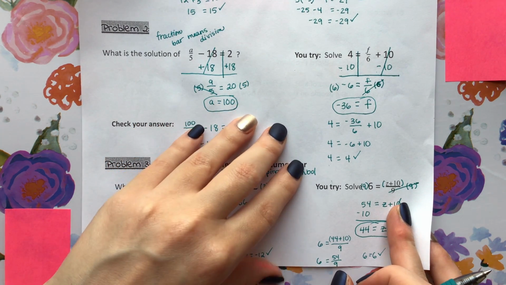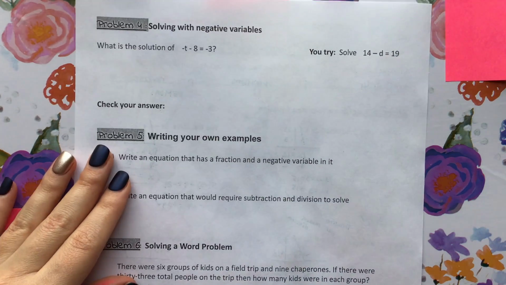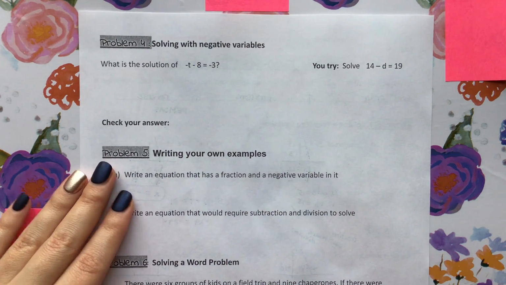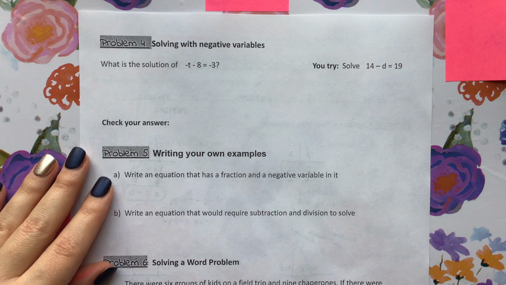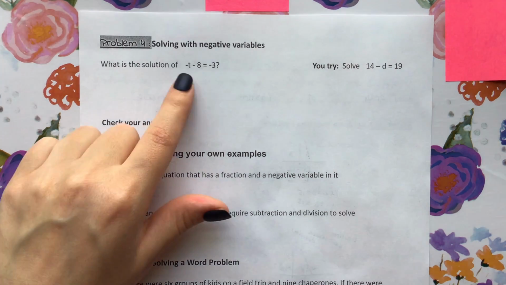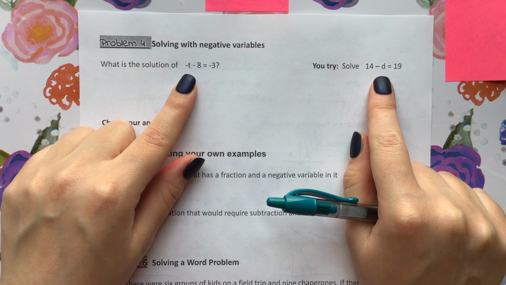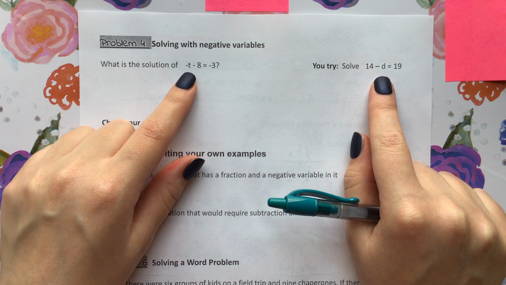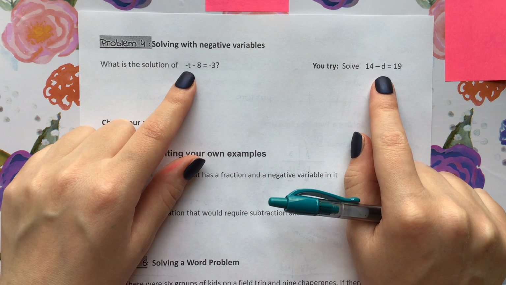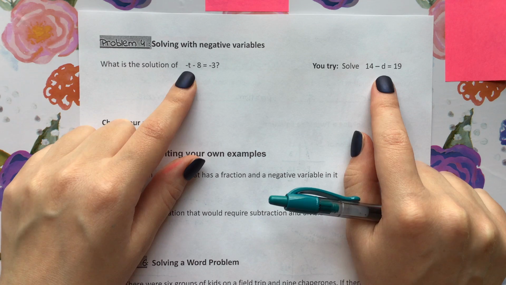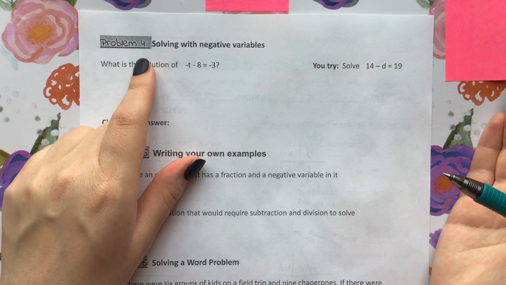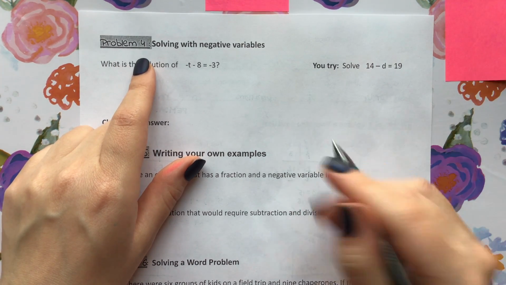Alrighty. We are moving on to the back of the page now. And here it says solving with negative variables. Do not let these negative signs get you mixed up. Remember, there is an invisible 1 when you can't see it. So we're going to be implementing that in these problems. What I want you to first do is do PEMDAS in reverse.